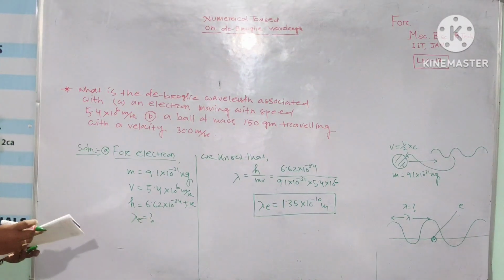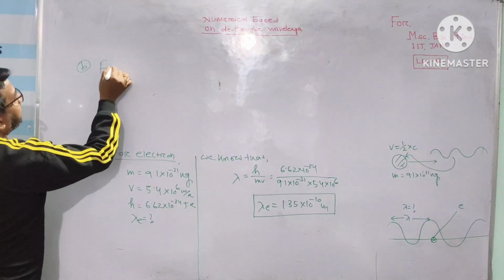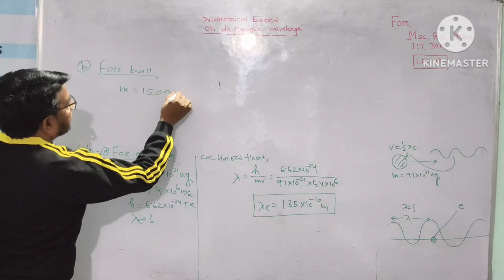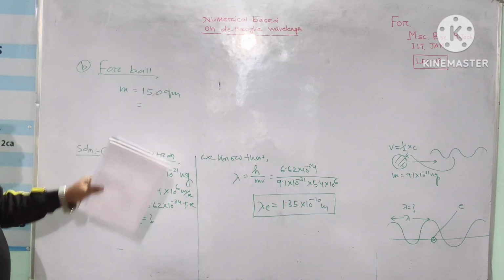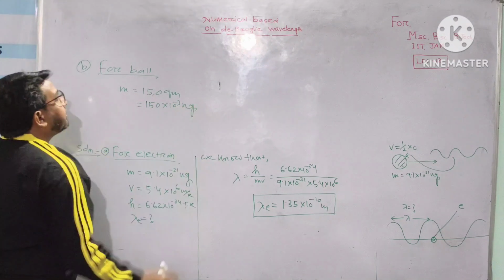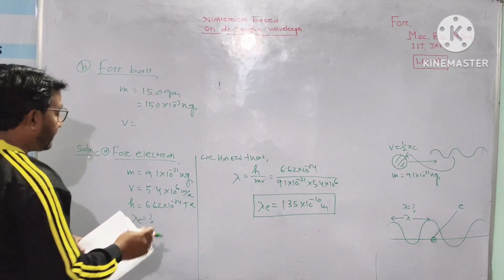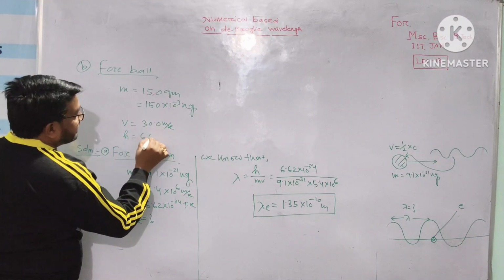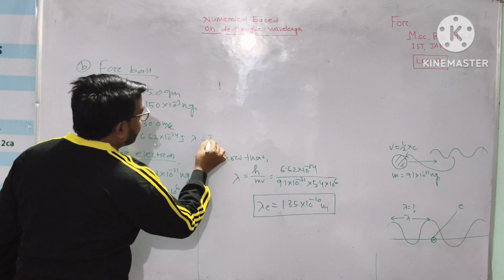Now we are going to solve the second part of this question. Number b, for ball. Mass of ball equal 150 gram, and we know that gram is not an SI unit of mass, so it should be converted to the SI system. So we can write 150 into 10 to the power minus 3 kg. So this is the mass of the ball, and velocity of the ball equal 30.0 meter per second, and again Planck constant h equal 6.62 into 10 to the power minus 34 joule second, and lambda equal what?